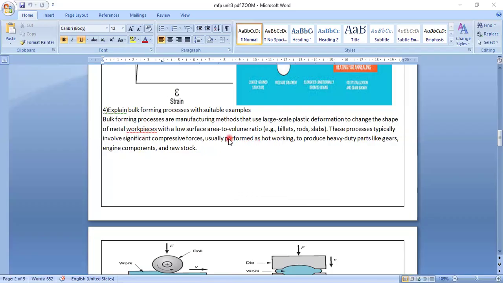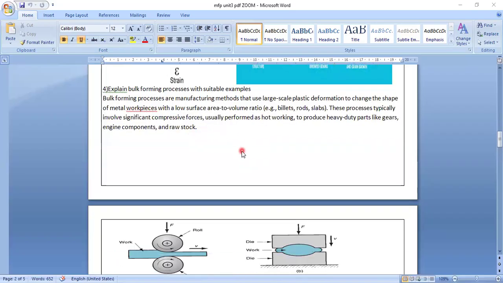So low area and low volume. As volume increases, area increases. For example, billets, rods and slabs are the best examples. This process typically involves significant compressive forces. It is usually performed as hot working to produce heavy-duty parts like gears, engine components and raw stock. Mainly we use it for gears and engine components.